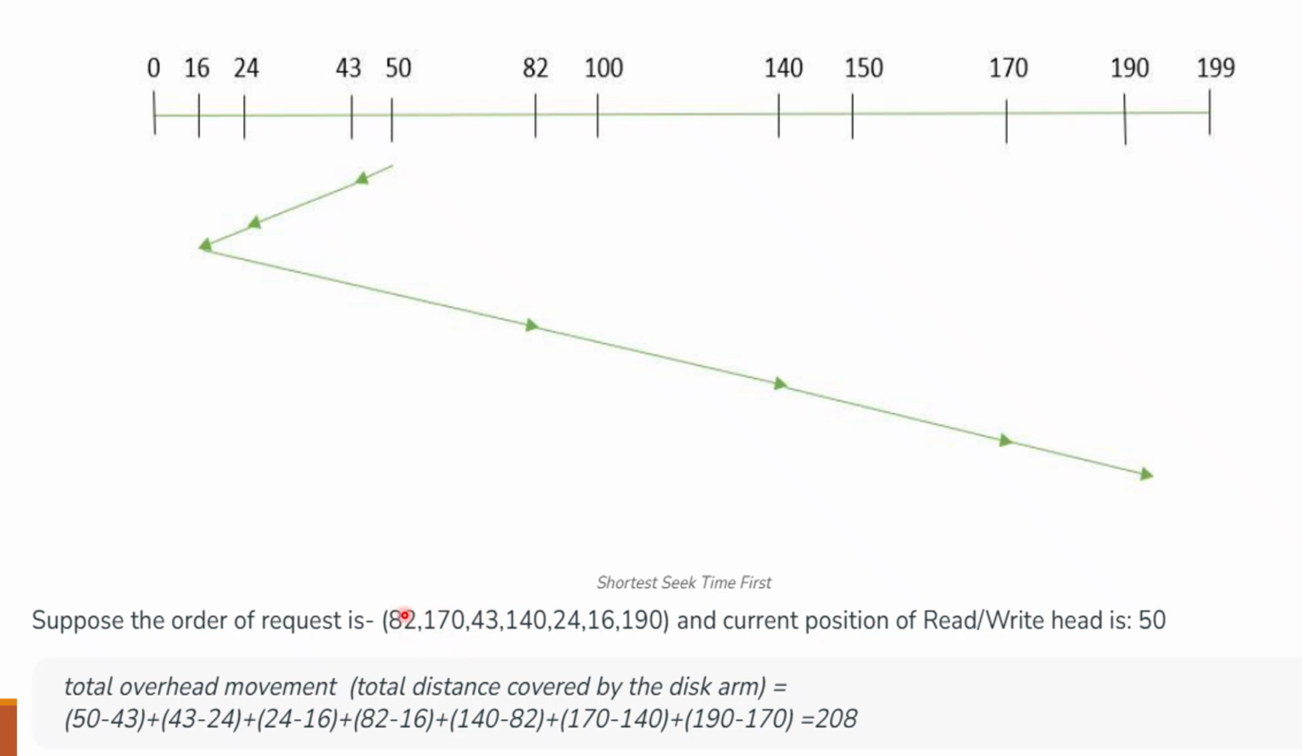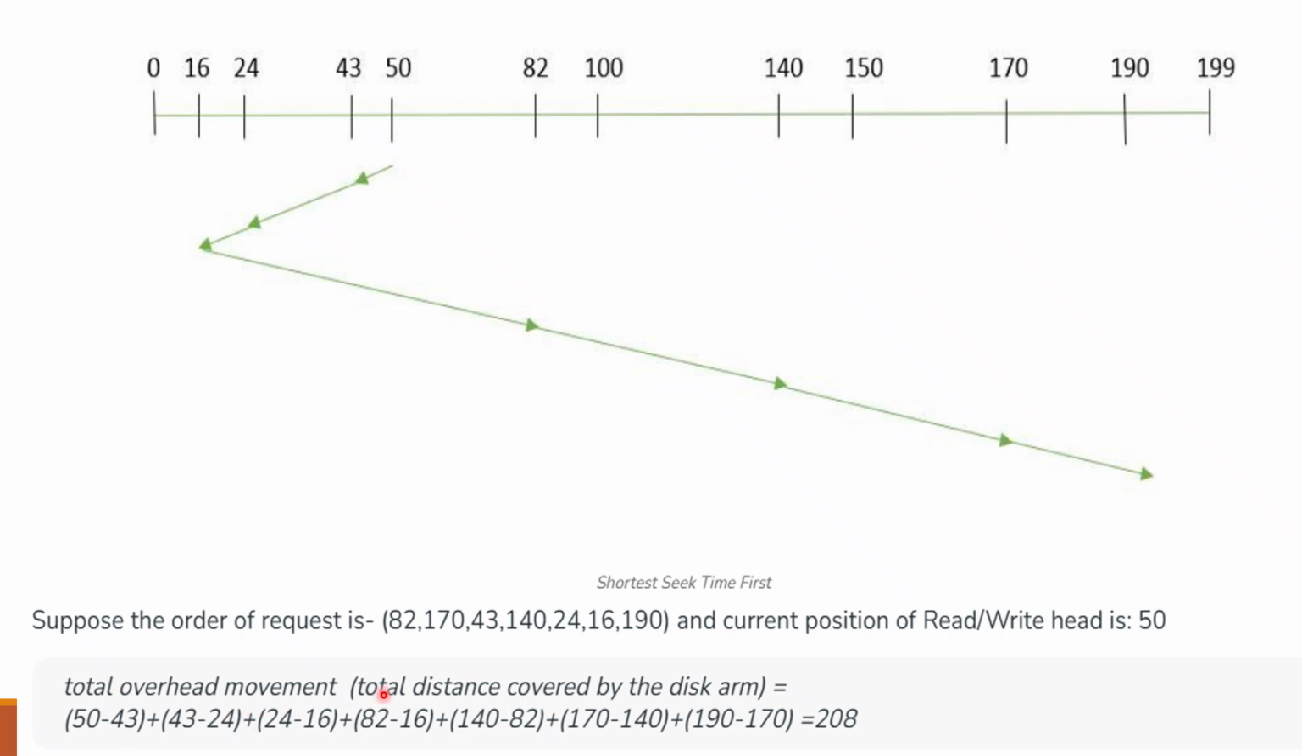We have finished 50, 43, 24, 16. So next closest is 82. So the disk arm moves to 82 and reads or writes its processes. Then it will be going to 140 and at last 170, and after that 190 will be processed.